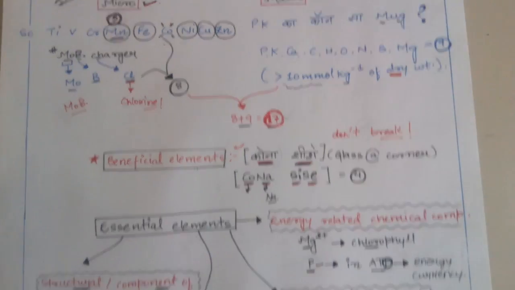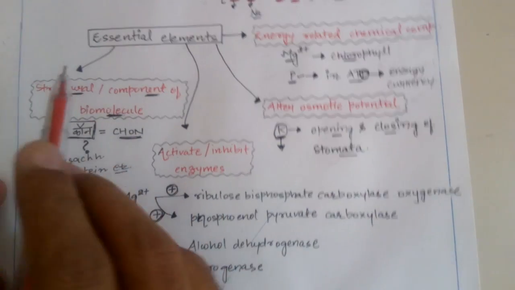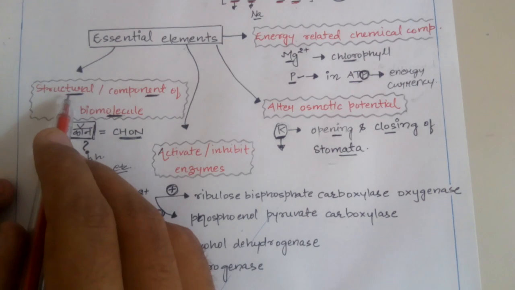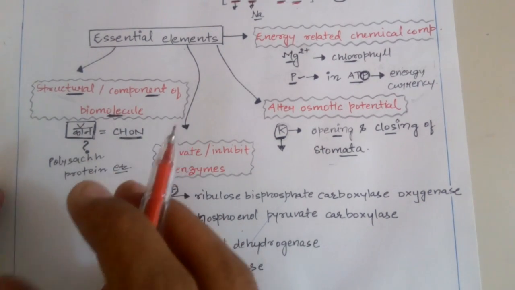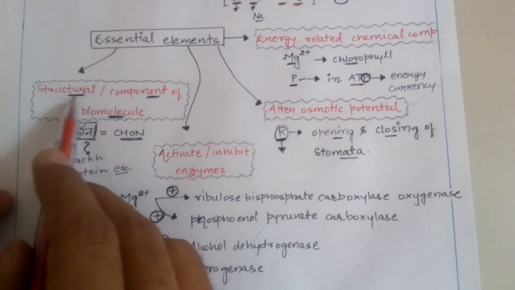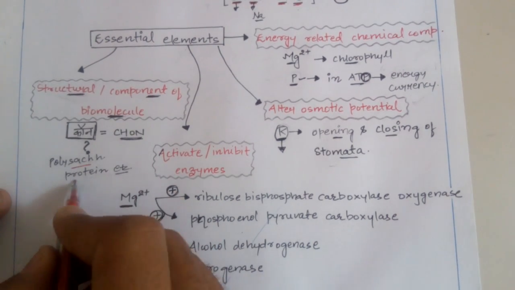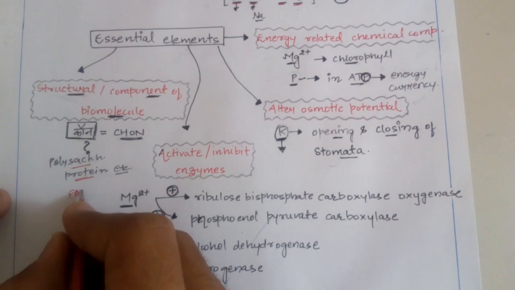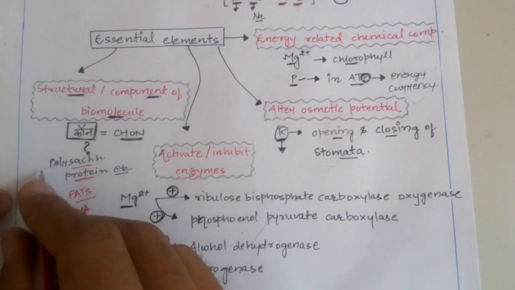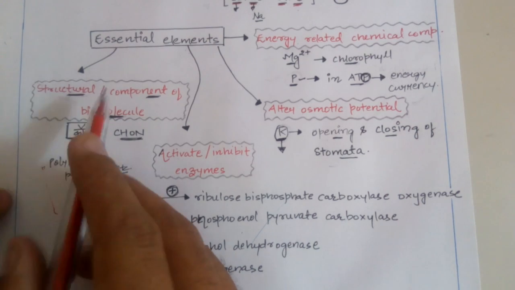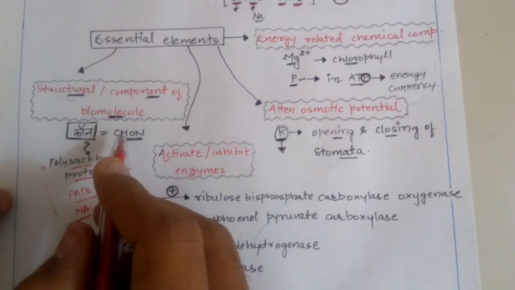So now let's understand those particular categories. The first category is the structural category, or the components of biomolecules. There are some elements or nutrients which provide the structural framework, or are components of biomolecules such as polysaccharides, proteins, fats, nucleic acids, etc. These are the simple biomolecules. So there are some structural elements or components of biomolecules.